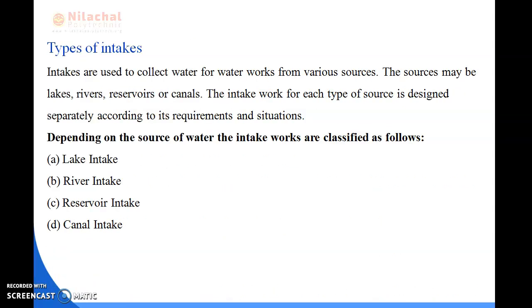Now we will read about the types of intakes. I have already discussed that intakes are used to collect water from various sources. The sources may be lakes, reservoirs, rivers or canals. The intake work for each type of source is designed separately according to its requirements and situations. So depending upon the source of the water, the intake works are classified. You can see here: first is the lake intake, then river intake, reservoir intake and canal intake. These are the types of intakes we'll be reading about.